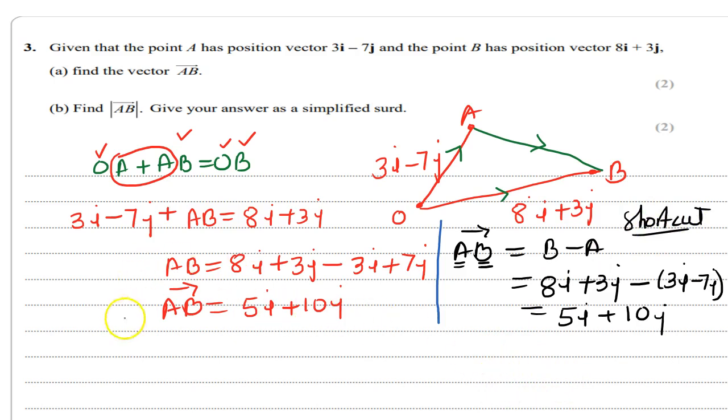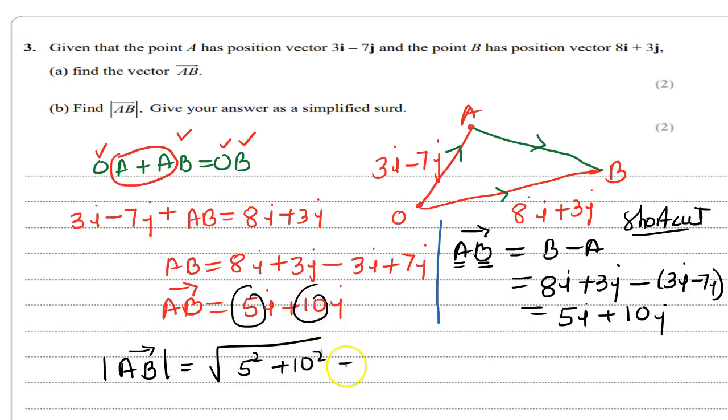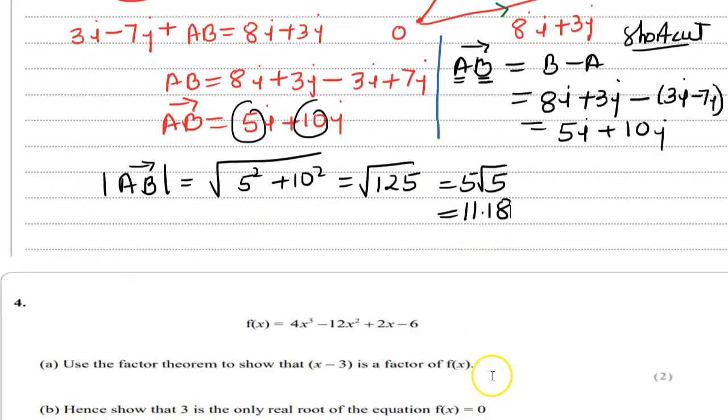That is fine. Now they are asking for the modulus of AB. The modulus of AB is the square root of the sum of squares of the coefficients. This is 5, so 5 squared, and this is 10, so 10 squared. 5 squared is 25, 10 squared is 100, so it will be 125, and root 125 is basically 5 root 5. If you want to go for decimal, you can write 11.18, otherwise you can leave the answer as it is. Now the next question.